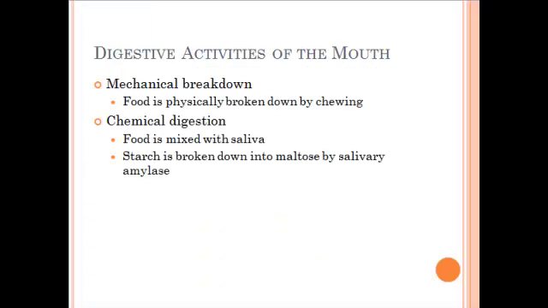So we're going to start in the mouth. In the mouth, we've already talked about how mechanical digestion and chemical digestion happen. The main enzyme here is the salivary amylase that breaks down starch into maltose.